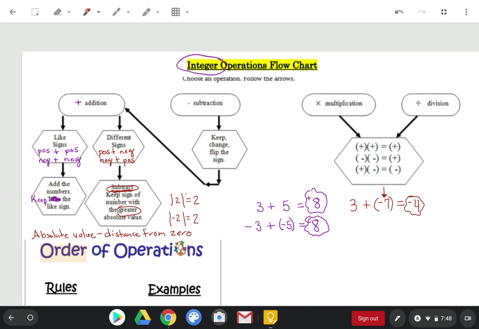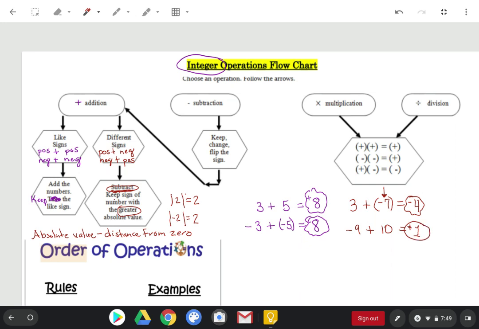I could say -9 plus +10. Again, since I'm adding a negative and a positive, I have to subtract the absolute values. 10 minus 9 is 1, and I keep the sign of the number with the greater absolute value. Well, 10 is farther away from 0, so 10 has the greater absolute value, and since that 10 is positive, my answer will be positive as well.